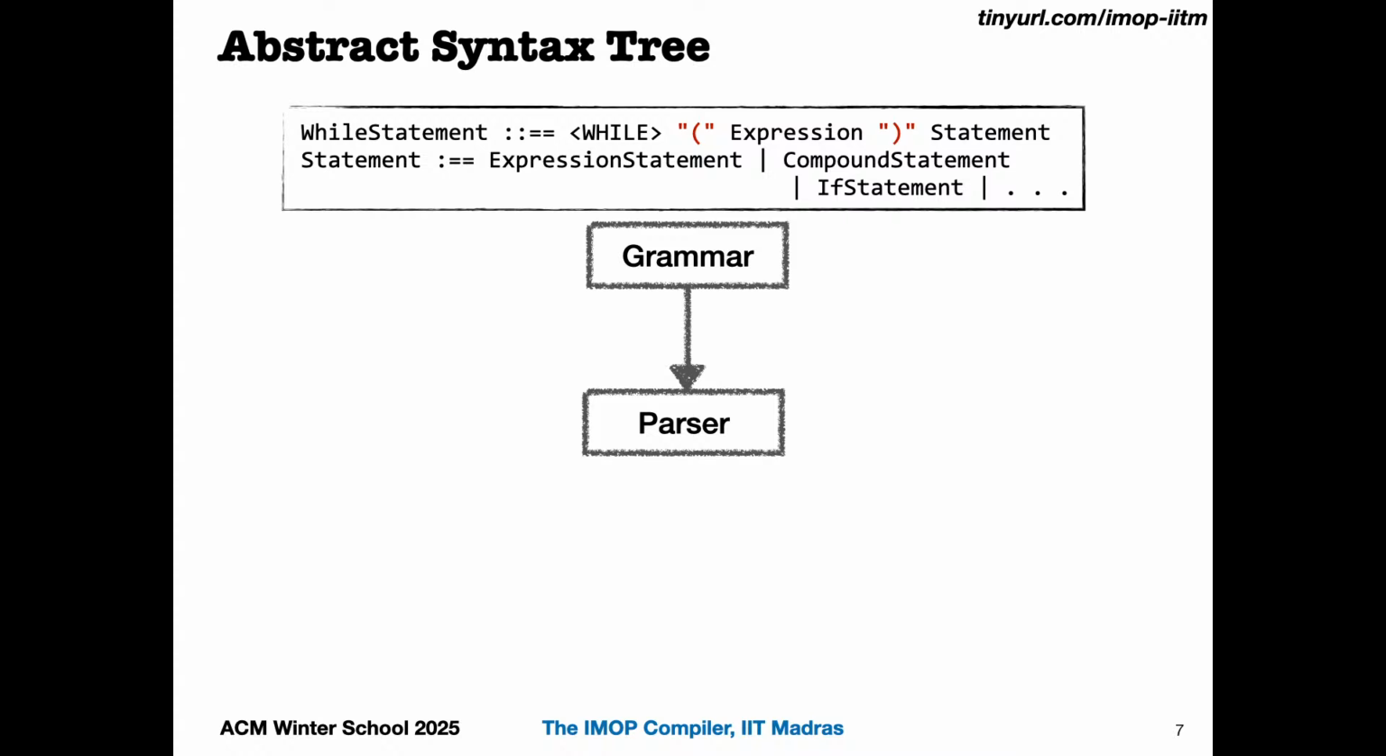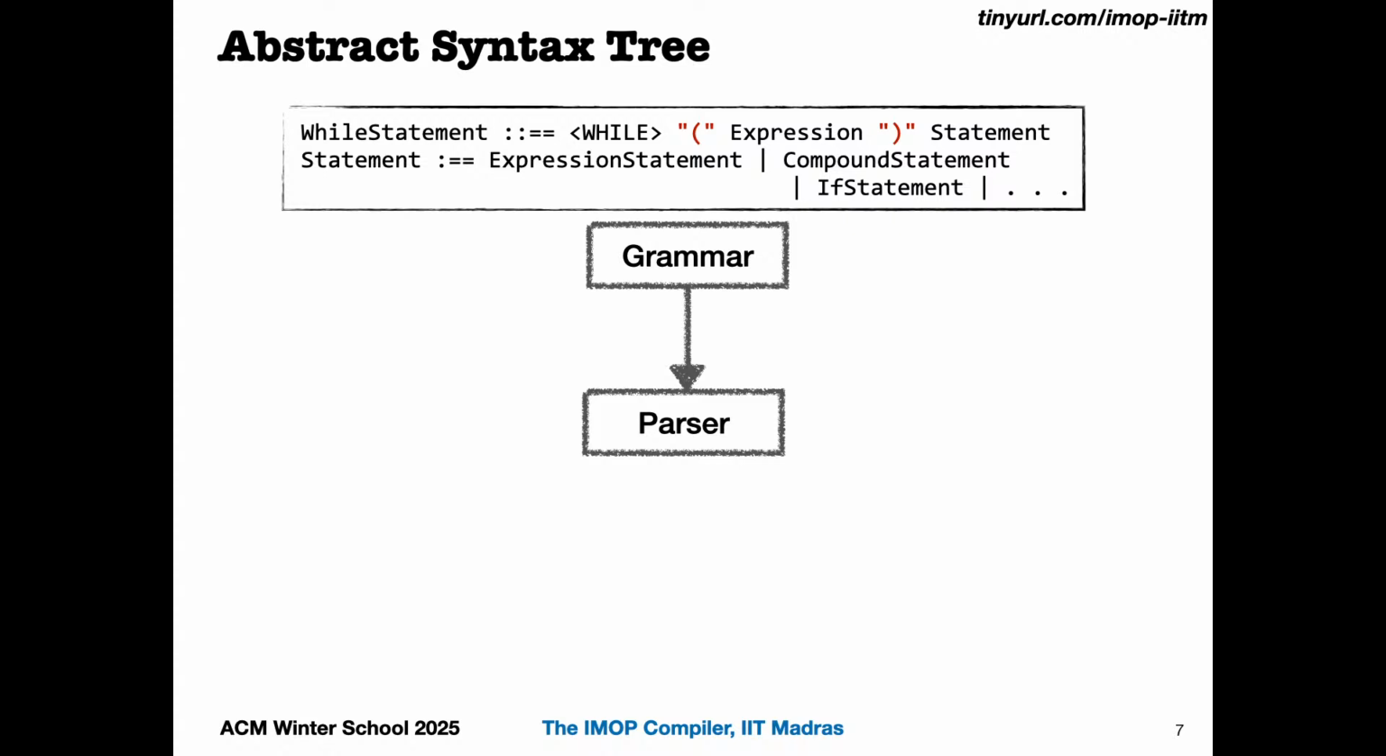See, you are already familiar with the idea of an AST, right? Abstract syntax tree. Let us say my grammar says the while statement for C is the while token, left bracket, an expression, right bracket, and a statement, right? And a statement could be a compound statement, an if statement, an expression statement, etc.